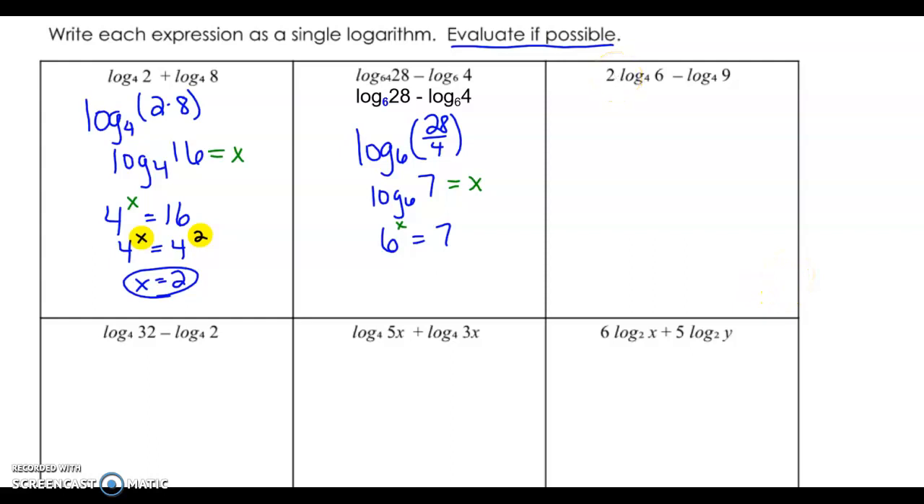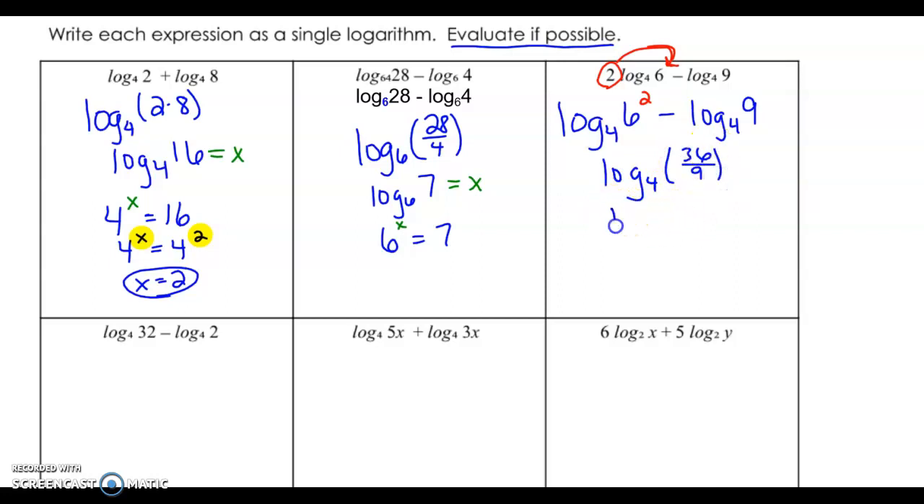All right, the third one, we're going to use the power rule. So remember, you can pop that 2 that was out front as the exponent. So that'll be 36, and then we can use the quotient rule and take 36 divided by 9. So now I have logarithm base 4 of 4, which we learned yesterday was just 1.